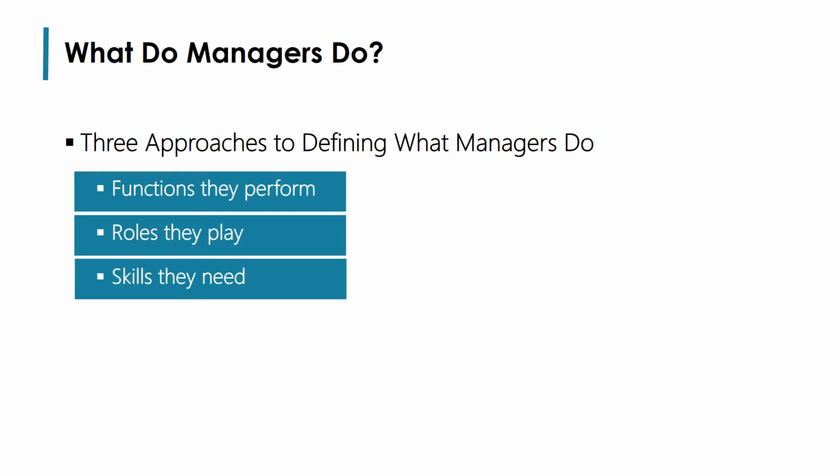So we've just distinguished between the different kinds of managers, there are three classes of them, and in addition the non-managerial employees. Now let's discuss what they actually do. What kind of things are they involved in? There are three ways of defining what managers do. The first is by looking at the functions that they perform. The second is by looking at the roles that they play. And the third approach is by looking at the skills that they need. Let's take them one by one.